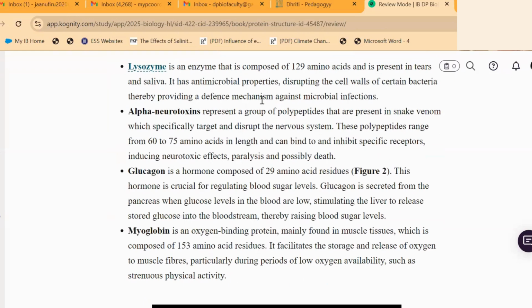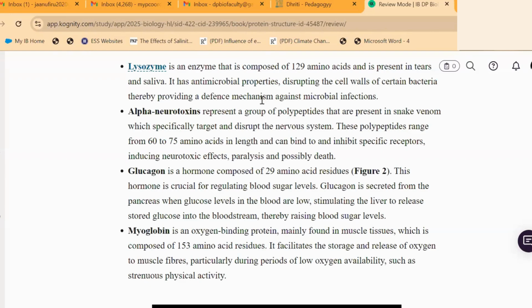Respiring tissues, muscle tissues. In muscle tissues, you have myoglobin, not instead of hemoglobin but in muscles you have myoglobin. That's the oxygen binding protein, like hemoglobin in the blood.